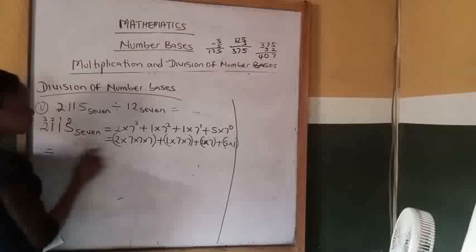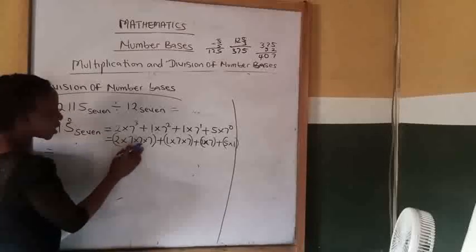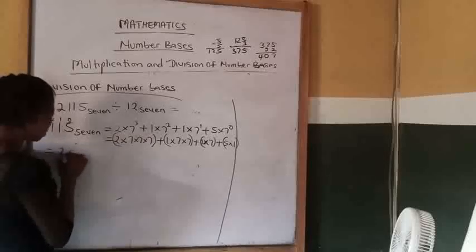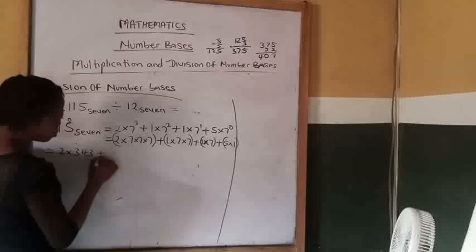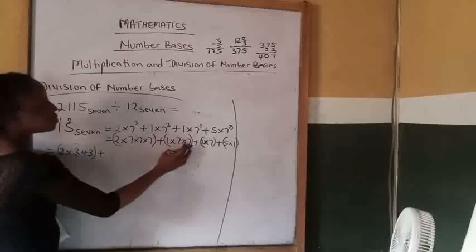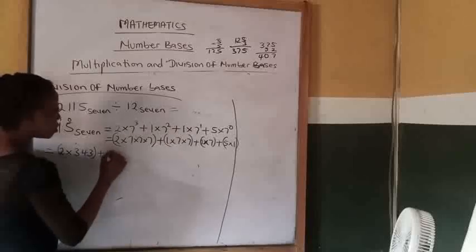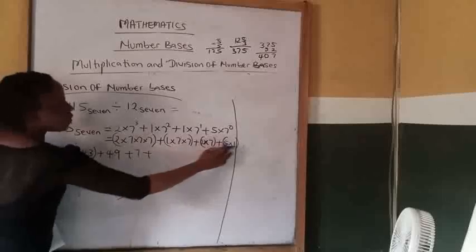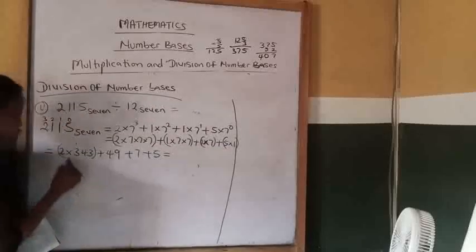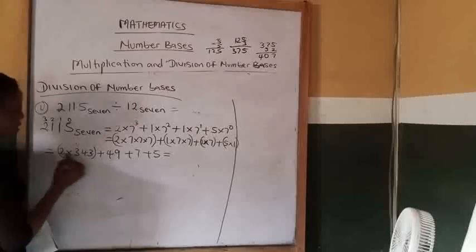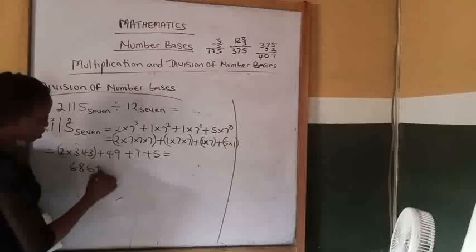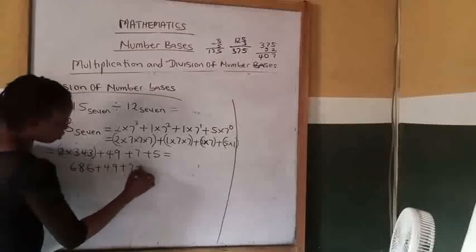Let's open the brackets. 7 times 7 is 49. 49 times 7 is 343. So that's 2 times 343, plus 7 times 7 which is 49, times 1 gives 49, plus 7 times 1 is 7, plus 5 times 1 is 5. Then 2 times 343: 2 times 3 is 6, 2 times 4 is 8, 2 times 3 is 6, giving 686, plus 49 plus 7 plus 5.